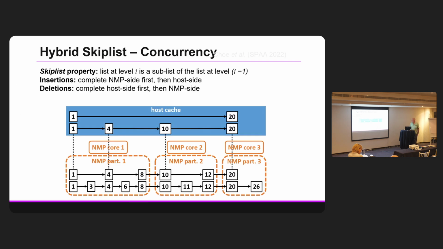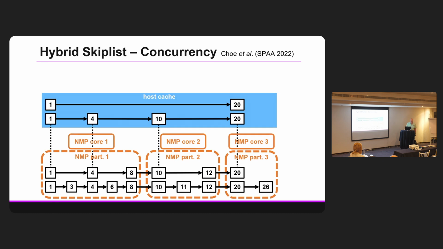So this is what the skip list looks like. So in the host, we have the top part, the hot part in the main memory. Each NMP contains parts of the skip list. And we statically know what the range of each item is, so that the host, when it decides to drop down into the NMP, it knows where to go.